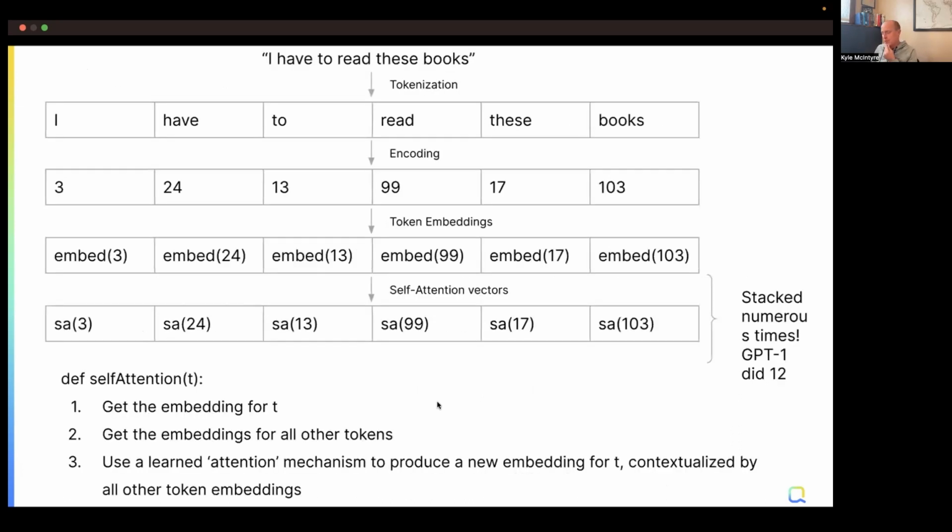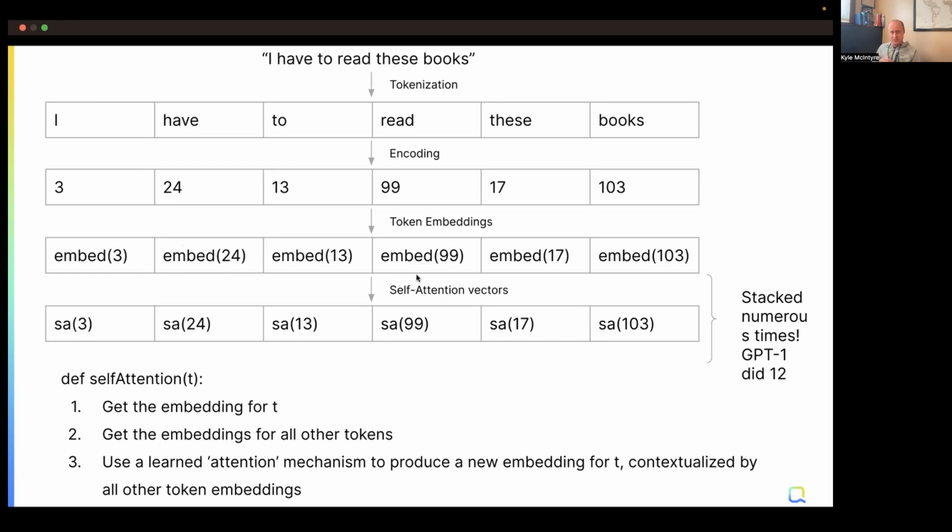Here's a picture of what it looks like, harkening all the way back to part one. Let's say we have this input text, "I have to read these books," and we put it through some tokenization scheme. Great, now it's split up into discrete pieces. Then we put it through an encoding scheme that just assigns a unique number identifier to each token. And then maybe we still do token embeddings, uncontextualized embeddings that are only a function of the token you're looking up. So get the embedding for token 3, the embedding for token 24, etc.